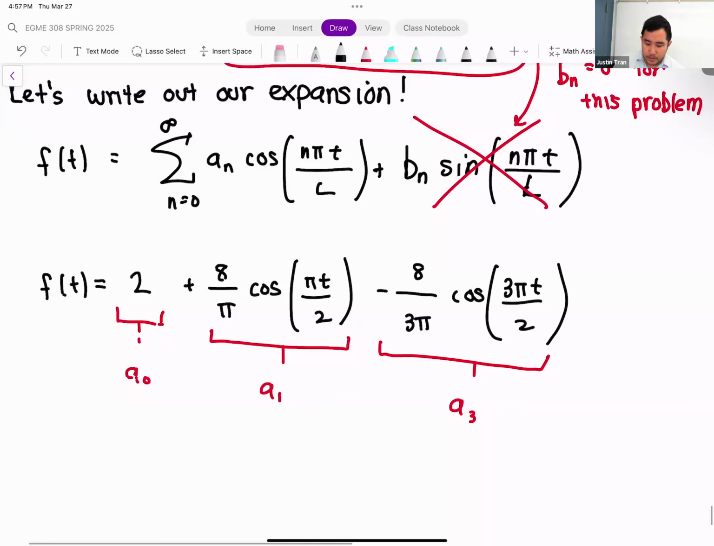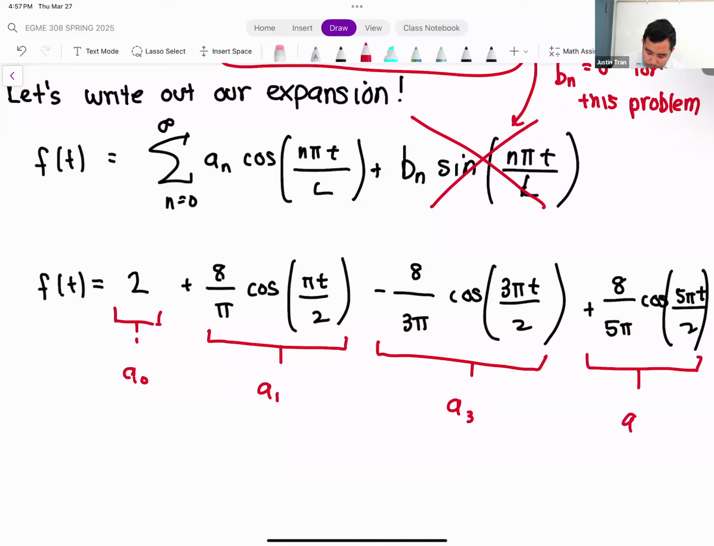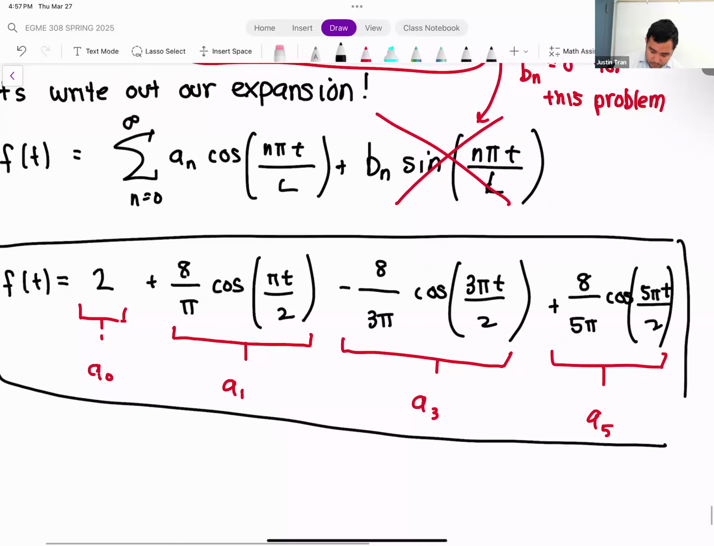And then let's do one more for good measure. The next non-zero one is going to be A5, because A4 is 0, remember. So we have 8 over 5 pi cosine of 5 pi t divided by 2. And this right here is the A5 term. Of course, this is an infinite summation, and so technically we have to continue this, but we only computed the first terms, up to n equal to 5.